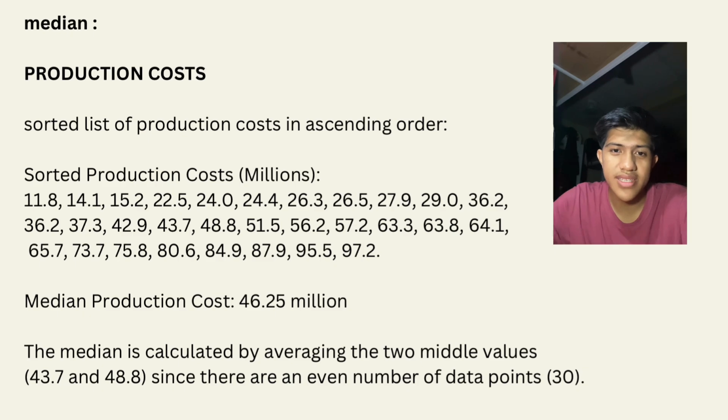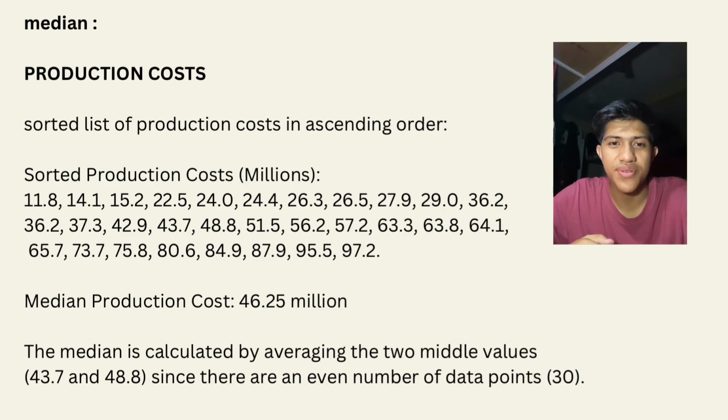For profit margins, the average is 34.72% with a median of 25.35% and multiple modes reflecting variability. Understanding these measures enables us to make data-driven decisions. That's all from me. Thank you.